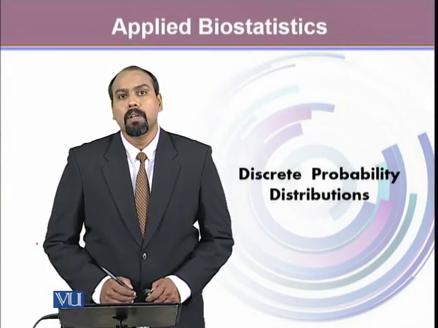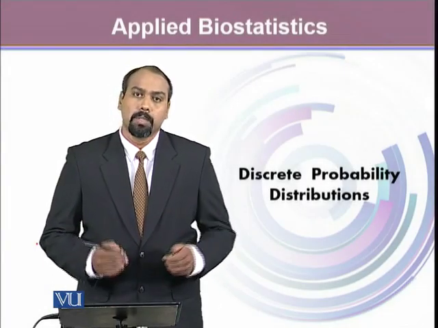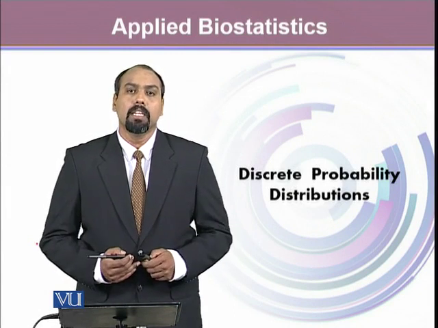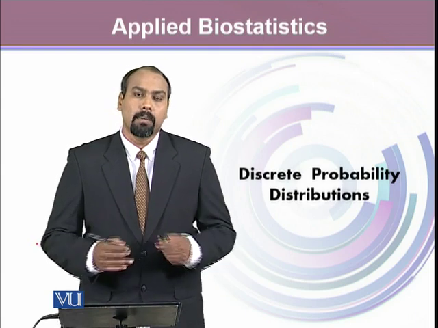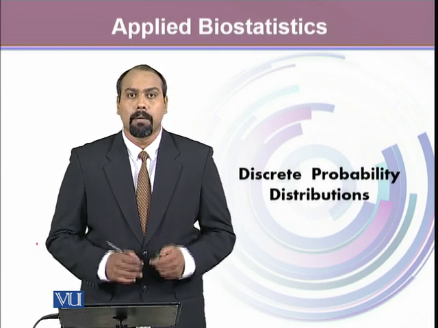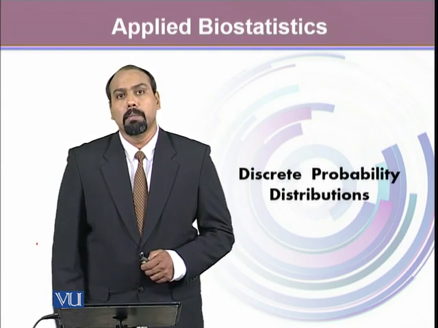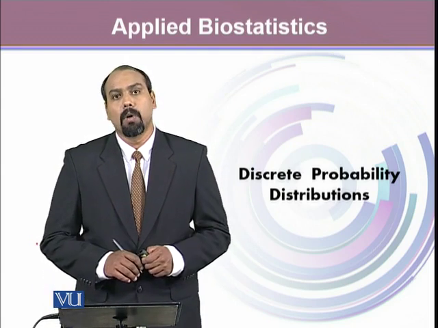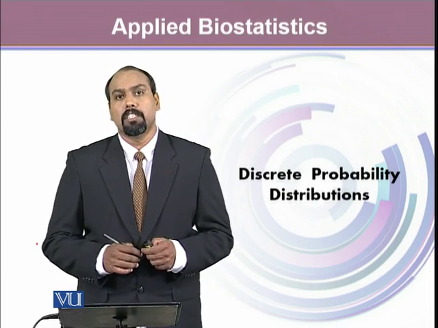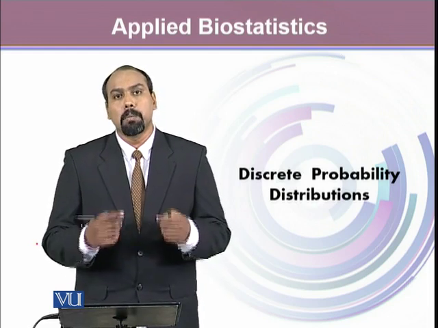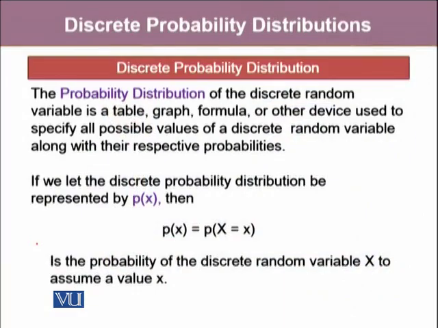As we know, probability distributions are of two types, depending upon the type of the random variable. If the random variable is discrete, we talk about the discrete probability distribution. In this module, we will be looking at how the discrete probability distribution looks and how to represent it in various different ways. The probability distribution of a discrete random variable is a table, graph, or formula, as we know earlier.